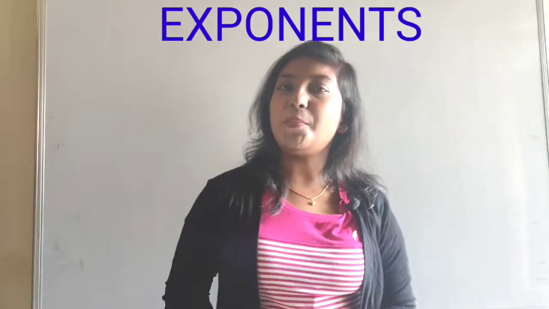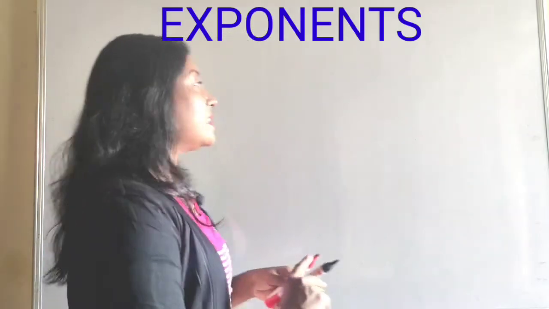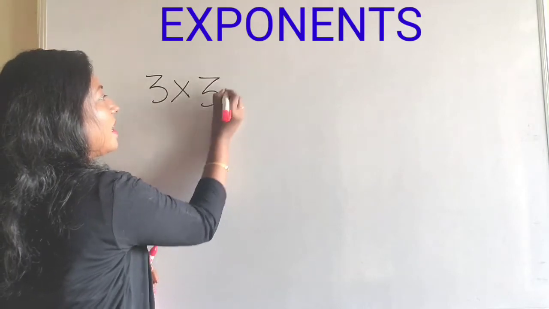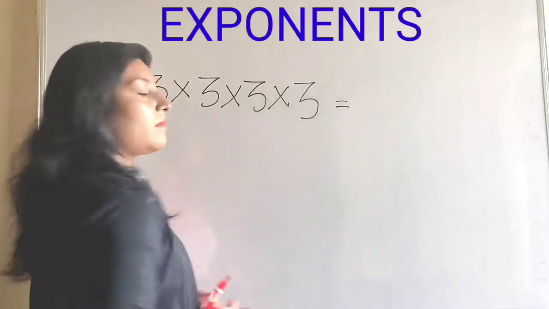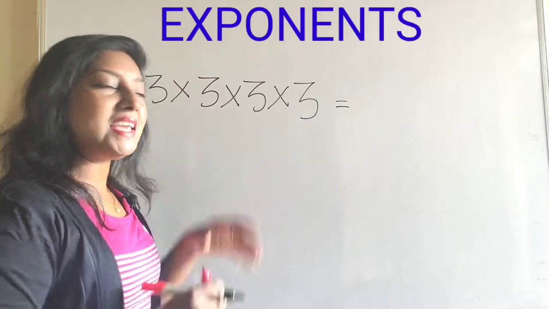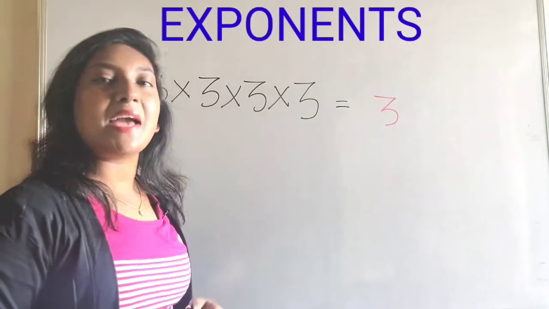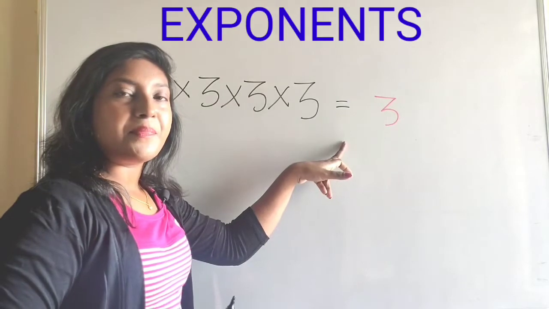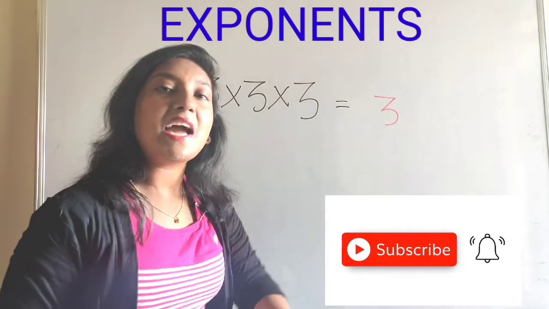As we said, our topic is exponents. Now let's start by taking the numbers. So here I'm taking a number 3 multiplied by 3 multiplied by 3 multiplied by 3. Here what is the number? Yes, this is the number. That means 3 is the number. We are writing 3. How many times are we multiplying 3? 1, 2, 3, 4. That means we are multiplying the number 3 by 4 times.